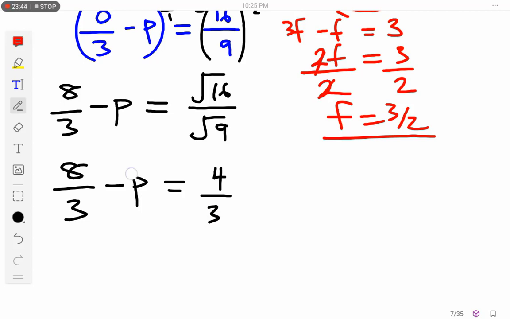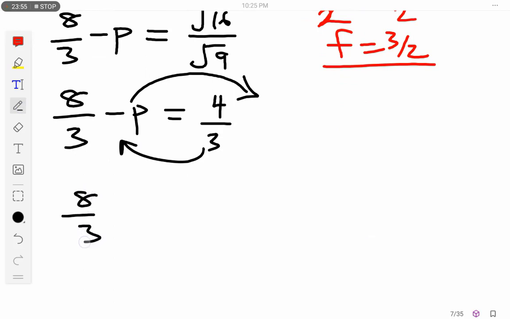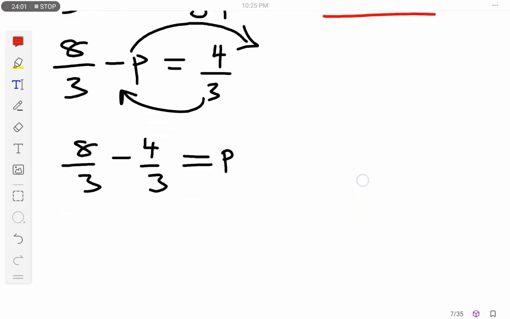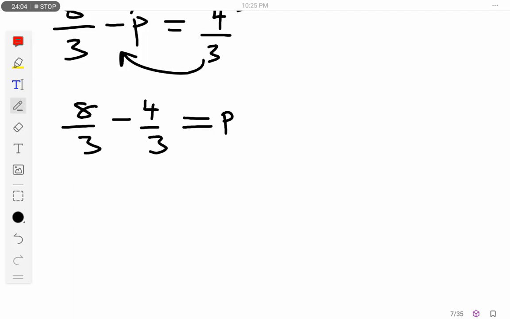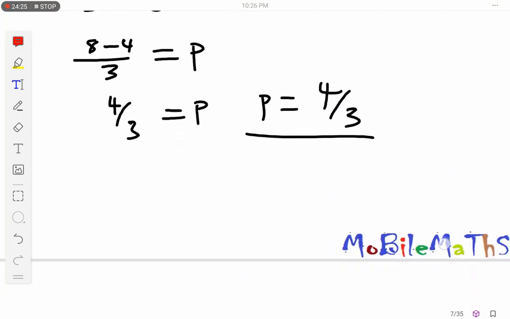Now at this point, I can easily take this minus p to that side and it becomes a plus, and take this positive 4 over 3 to this side, it becomes a minus. So when I do this, I will have 8 over 3 minus 4 over 3 is going to be equal to p. When I have this, they all have the same denominator. I think we can all see that. So I can say 8 minus 4 all over 3 is equal to p. 8 minus 4 is 4 over 3. So my p is equal to 4 over 3, guys. Okay, like that. Let's move on to the next question.